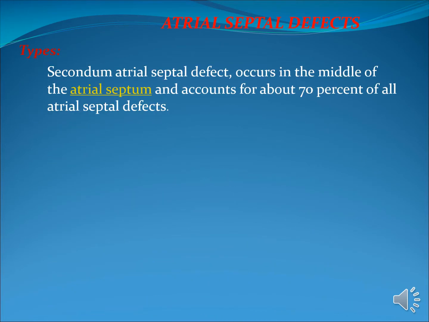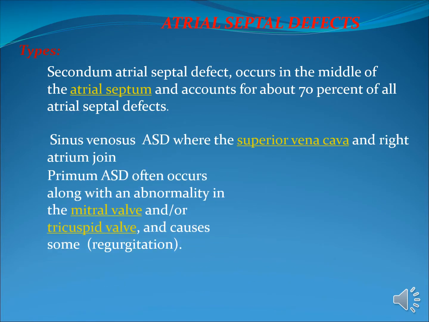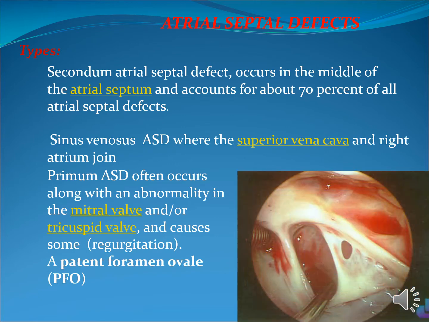Atrial septal defect. Types of atrial septal defect. We have three types. Secundum atrial septal defect occurs in the middle of the atrial septum and accounts for about 70% of all the atrial septal defects. Sinus venosus ASD, where the superior vena cava and right atrium join. Primum ASD often occurs along with an abnormality in the mitral valve and or tricuspid valve and causes some regurgitation. A patent foramen ovale, PFO. Such picture shows ASD.